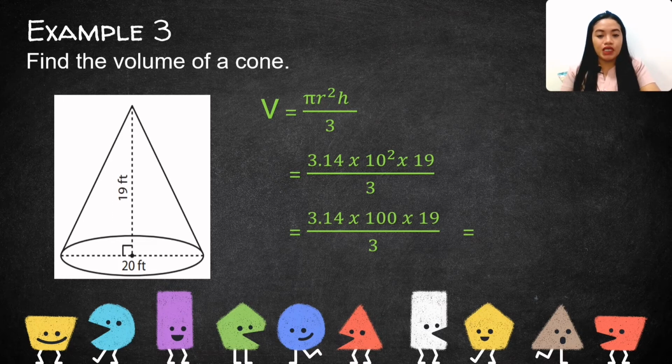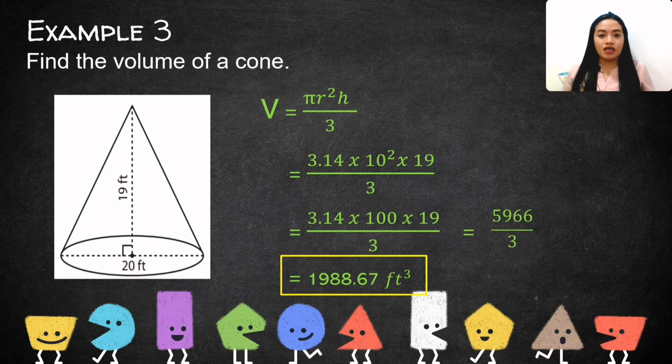Okay, so 3.14 times 100 times 19 is equal to 5,966 divided by 3 is equal to 1,988.67. So, yung 0.67 is ni-round off ko na into hundredths place. And the final answer now is 1,988.67 cubic feet. Tandaan, learners, huwag kakalimutan ang units.